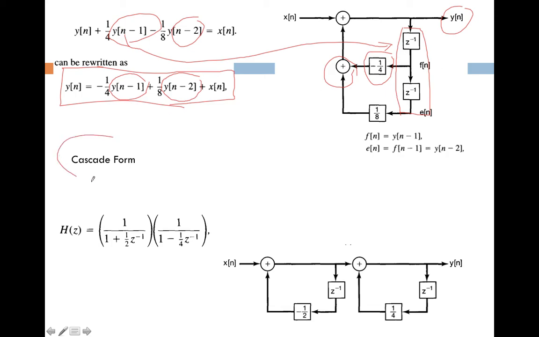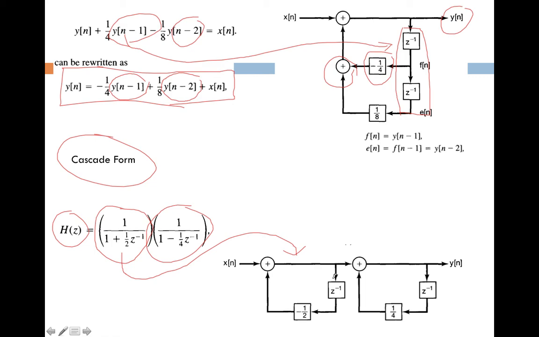So in cascade form, we can write H(z) as the multiplication of two small functions, and we have to represent these two small functions as blocks. The first block is 1 divided by 1 plus 1/2 z^-1. So I have represented this as this block, and the second one I am representing as this block, and we can easily combine these two using cascade form. We can simply cascade these two things.